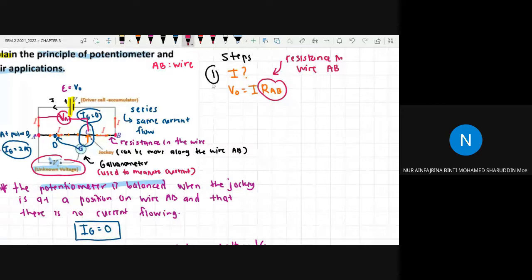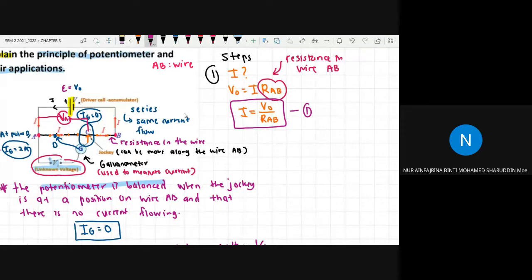Okay, so macam mana kita nak cari current? We just rearrange this equation. So maksudnya current equals to V0 over RAB. That's all. So this is going to be your first equation. Ini adalah equation awak yang pertama.